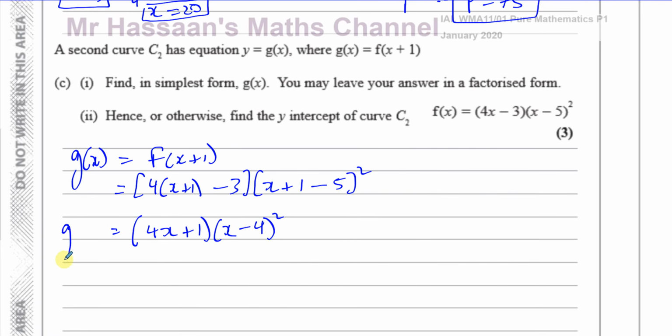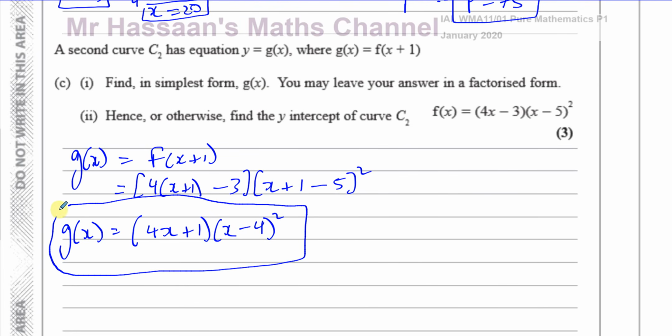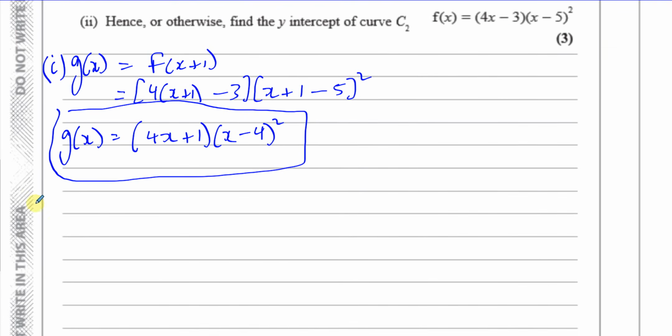Okay, so that is a new function. That is a function g of x, which is f of x plus 1. So this is the equation of this function in simplified form. Okay, so that's the answer for part 1, C part 1. Now it's asking us to do C part 2. It says, hence or otherwise, find the y-intercept of curve C.